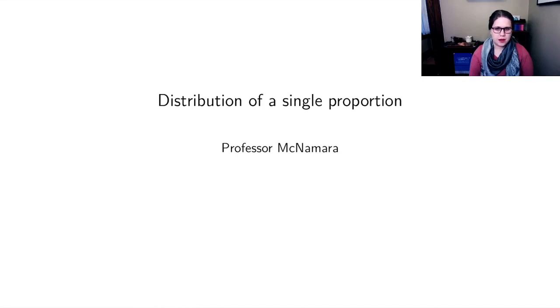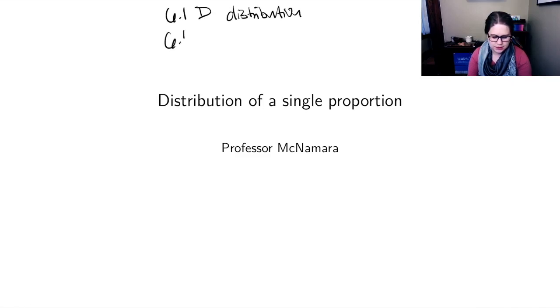So we're going to start thinking about chapter 6, and chapter 6 has sections and it has subsections. I'll just give you an example with section 6.1. It's broken down into 6.1 D, which is about the sampling distribution. It has 6.1 CI, which is about the confidence interval for one proportion. And it has 6.1 HT, which would be about hypothesis tests.